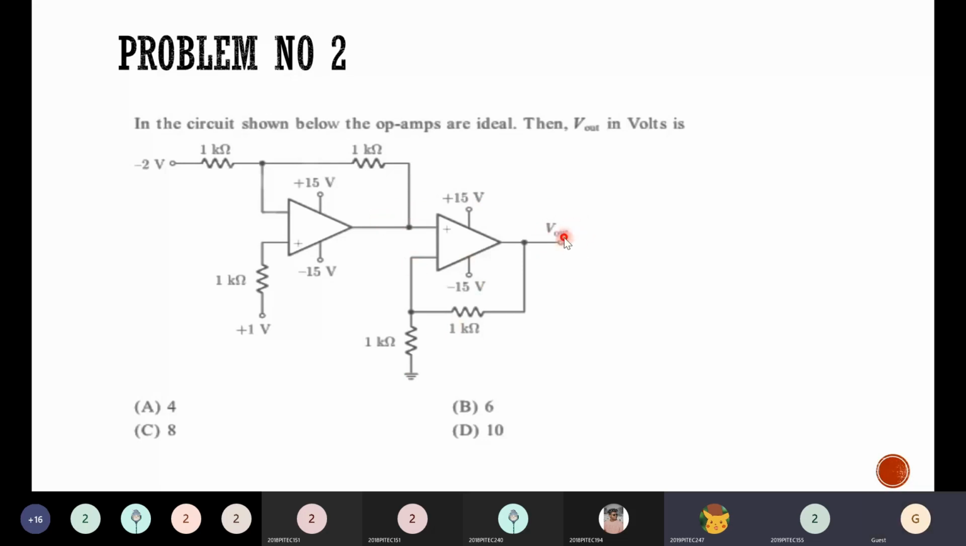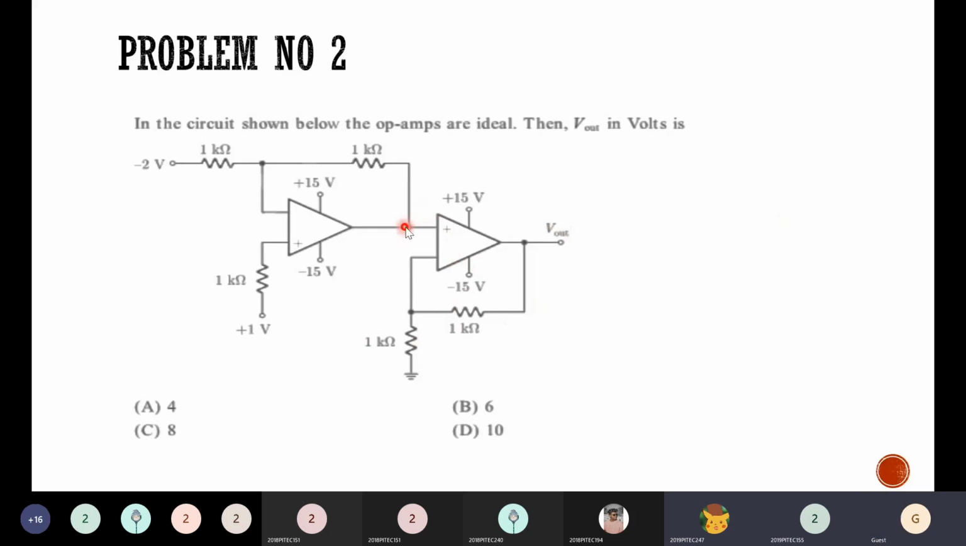Is it not? Output is equal to 1 plus Rf by R1 times the input. Rf is 1 kilo ohm, R1 is also 1 kilo ohm. So 1 plus 1 by 1, that is 1 plus 1, 2. So output is equal to 2 times the input, right? So that we have got. V out is equal to 2 times this input. Let us take this point as some variable like VA. So V out will be 2 times VA. So we have known this.